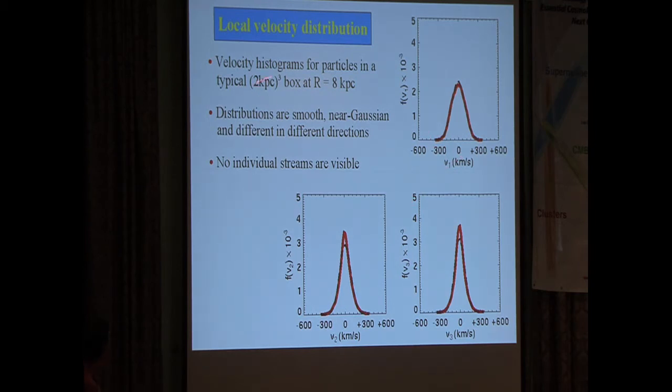So you take the principal axes of this distribution, and then just make histograms. And the actual histograms for a typical box are in red, and the best fitting Gaussians are the dashed black lines. And you can see the histograms are perfectly smooth. And the velocities range over plus or minus 300 kilometers a second.